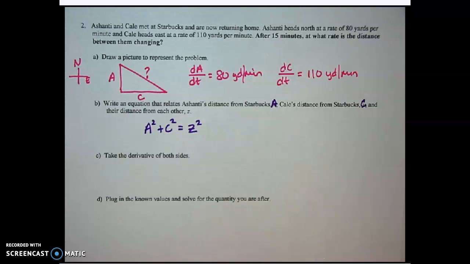For part B, I prefer to use meaningful variables, so I changed my x to a for Ashanti and my y to c for Cale. And my equation would simply be the Pythagorean theorem, a squared plus c squared equals z squared.